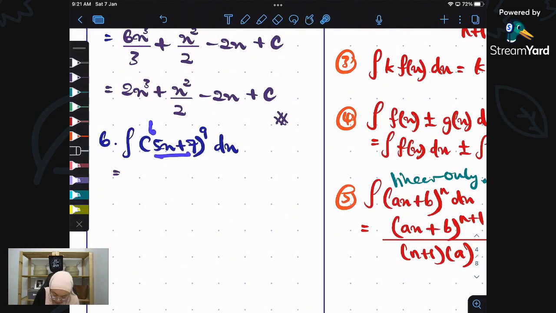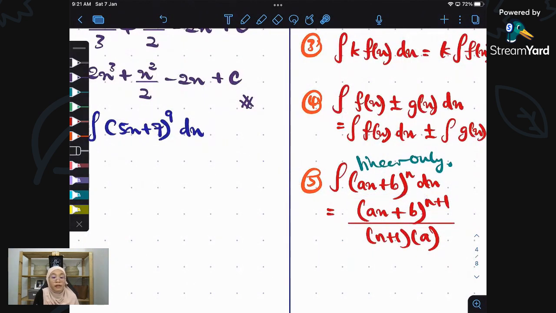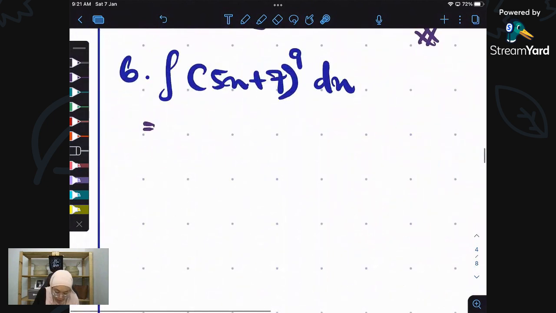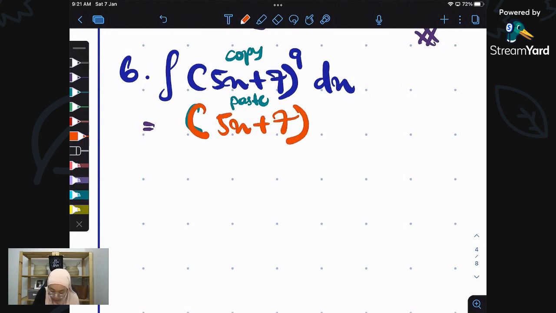So this is a linear inside of the bracket, power n. Okay, so this is basic rule number 5. And so, have a look here. It's magic here. So I only copy paste, yeah. Jangan takut untuk copy paste. So copy paste 5x plus 7. The power will be now 9 plus 1, which is 10. Okay, saya direct saja, which is over 10.